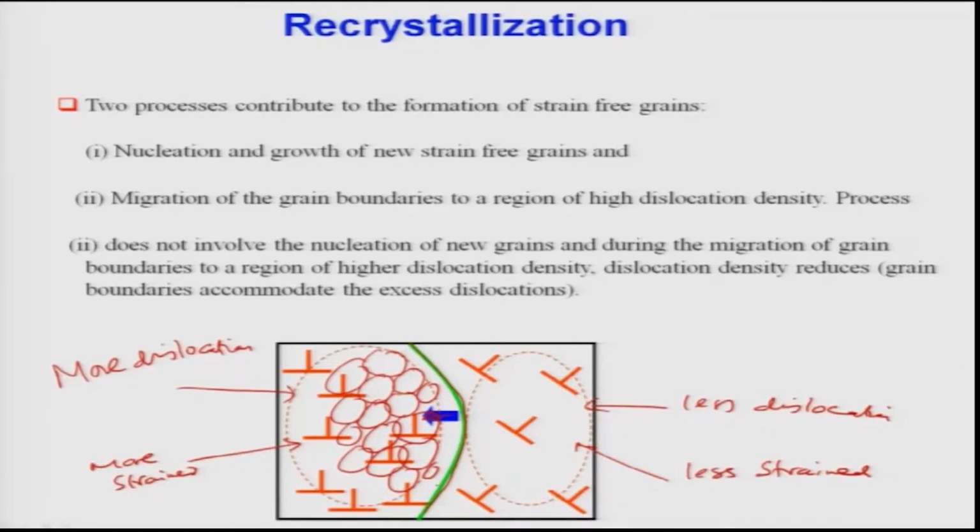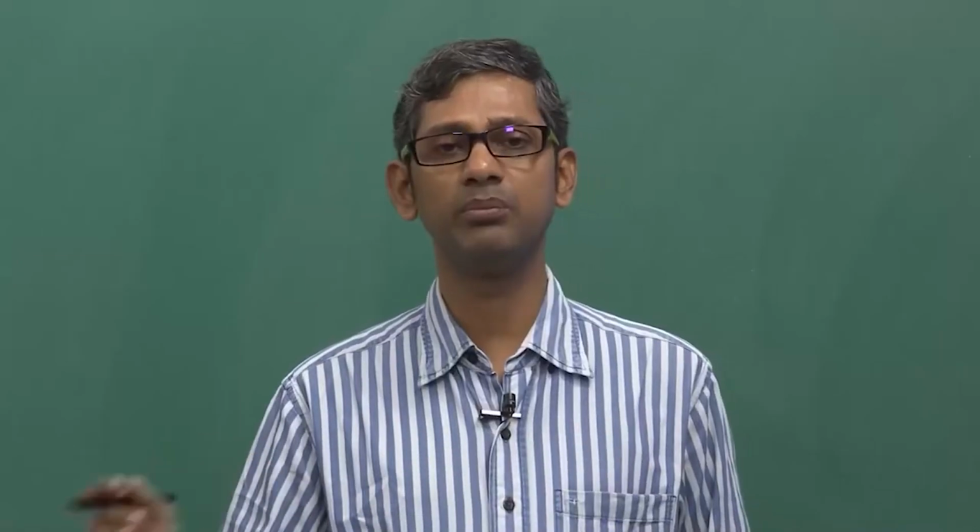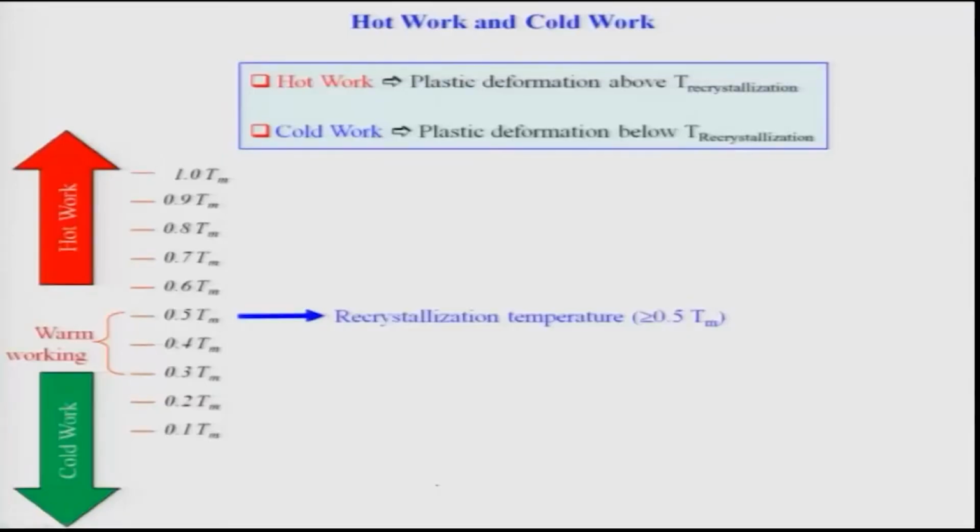Grain boundary is a region of defective region, so these dislocations can actually be part of the grain boundary. That is why the grain boundary moves and reduces the strain energy. So this is another way of reducing the strain energy. Okay, so now the question is the temperature.